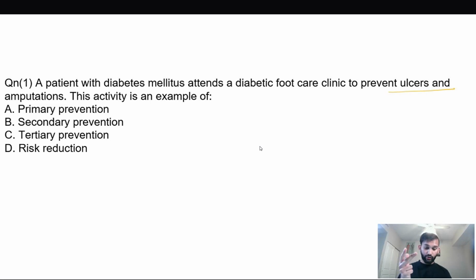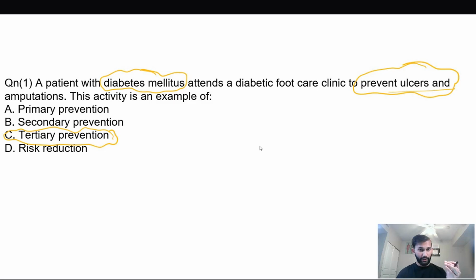Primary, secondary, tertiary risk reduction. I'll give you a sec to select your answer. Okay, so the answer for this question, as you have guessed, is tertiary. Now, why is it tertiary? In tertiary, you already have the disease, which in this case is diabetes mellitus. What we are trying to do is prevent the complication from getting worse. So tertiary prevention focuses on managing the existing disease to prevent complication or further worsening, such as in this case preventing diabetic foot ulcers in patients with diabetes. And that's one of the ways the question could be written.